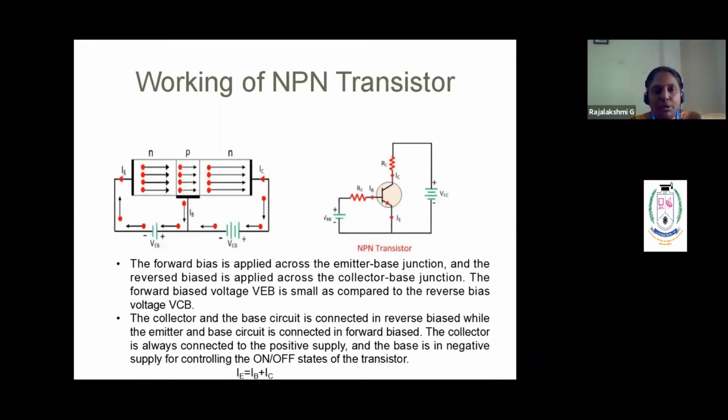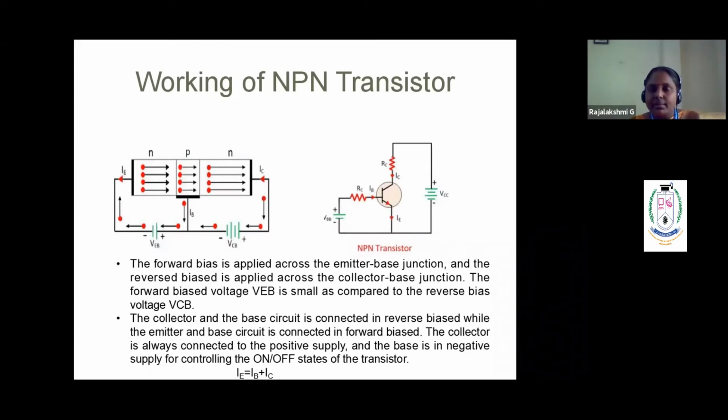Symbolically, it is represented how the flow of current is there. You can find the red dots with the arrow marks. This will be the flow of current. A small base current will also flow anyway. A small amount of base current will flow, which will be in microamperes, whereas emitter current and collector current will be in milliamperes. If you see the last line, IE = IB + IC. So the emitter current will be the sum of the base current and the collector current.